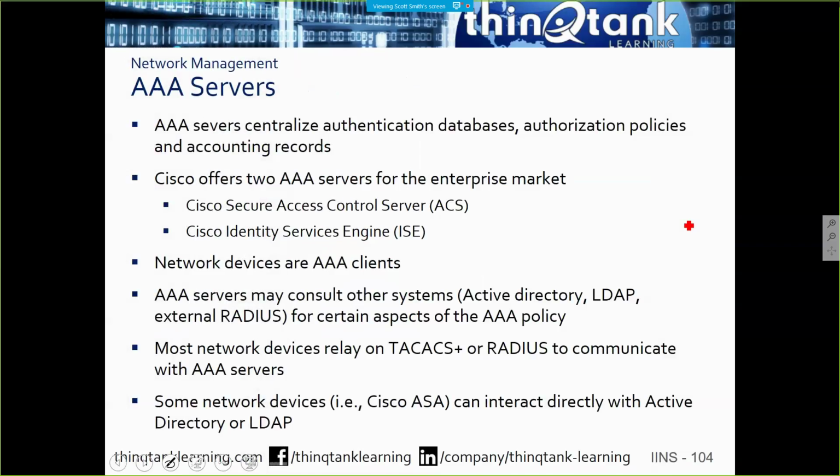A AAA server allows us to centrally locate our authentication database, have a central repository for all of our authorization policies, and also have a single location to store all of our accounting records. Cisco offers two different AAA servers for your enterprise: access control server and Cisco ISE, which is the Identity Services Engine.